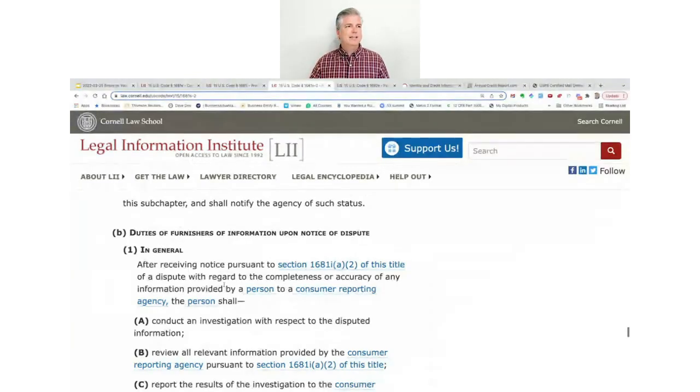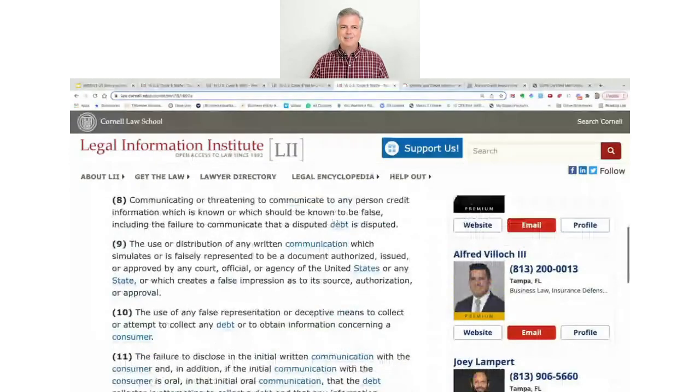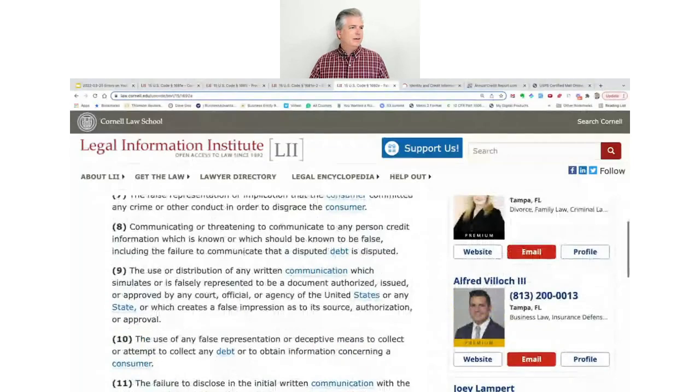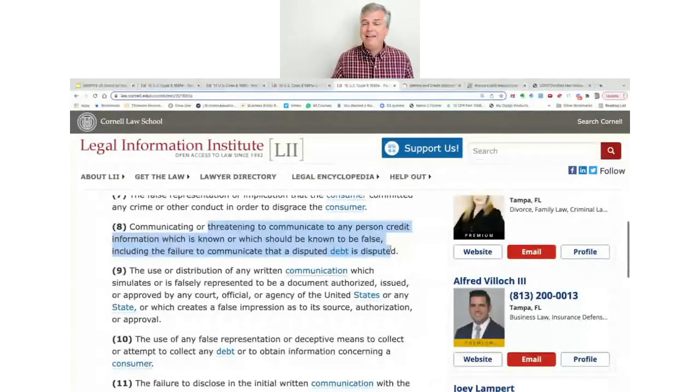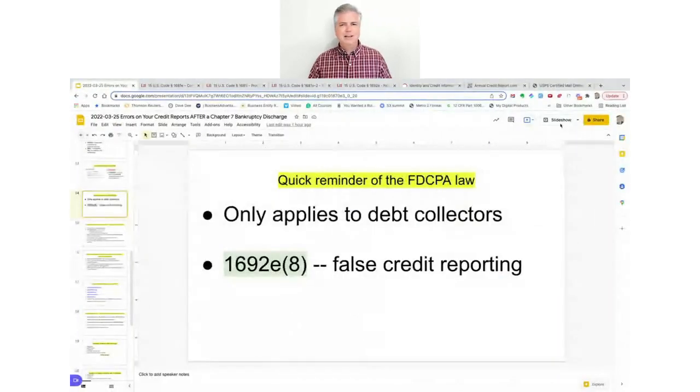Okay. And then the last one will be the FDCPA, and this is section e(8). So just get this. Threatening or actually communicating to any person, that would include a credit bureau, credit information which is known or should be known to be false. That violates the FDCPA if we're talking about debt collectors. So if they know the debt's been discharged and they continue to report it, that's going to be a problem for them. Okay, let's go back to our presentation here.